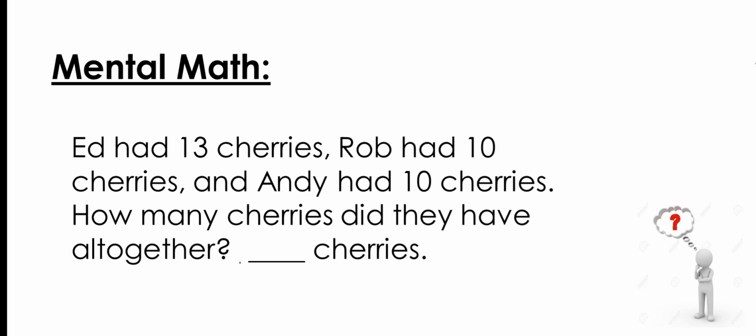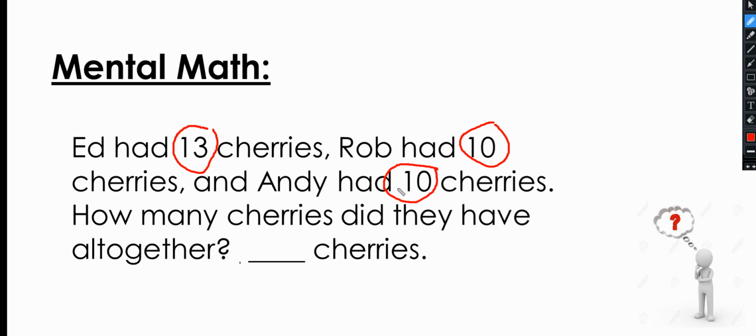Yeah, so easy peasy. When we have a problem like that, we look for the numbers 13 and 10 and 10. And we have all together, so this means it is plus. So 13 plus 10 plus 10 makes 33 cherries.